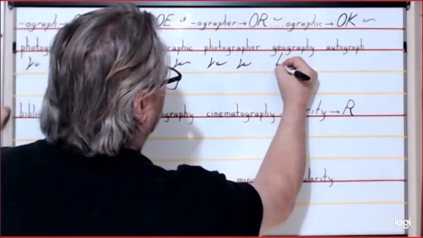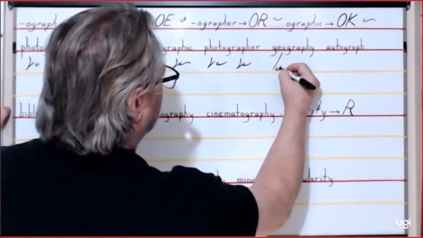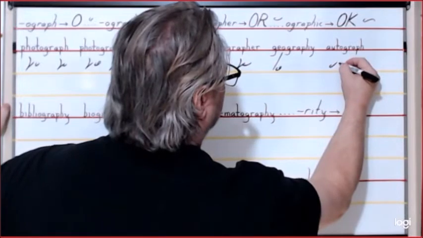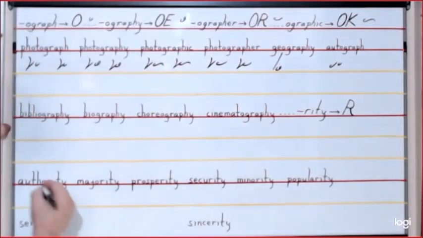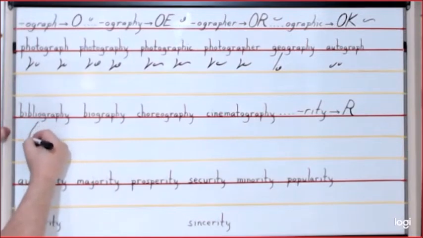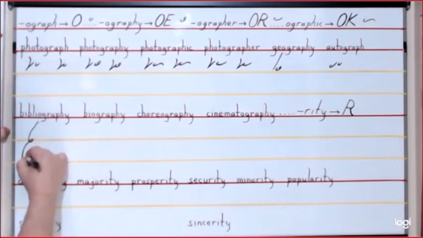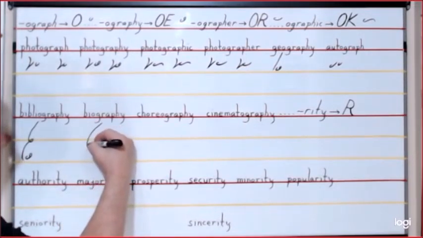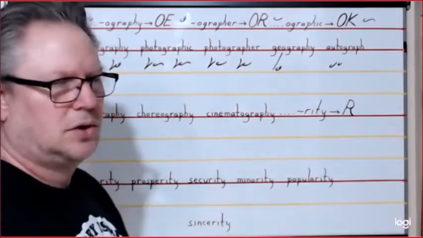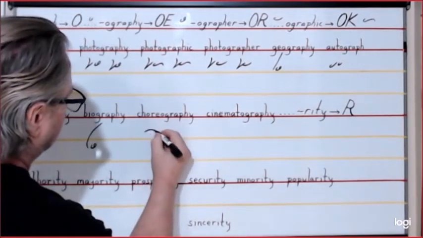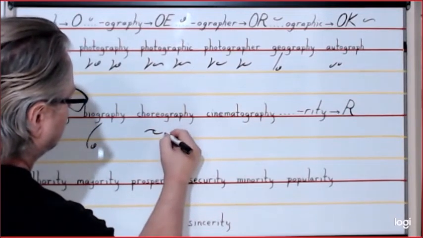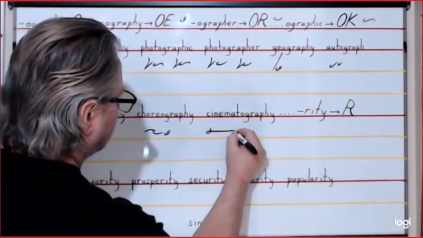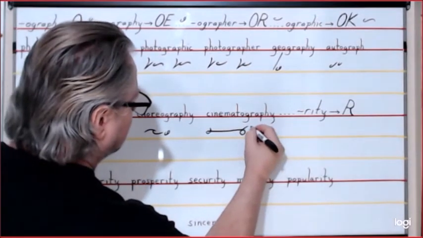Geography is a J and then an O-E. Autograph is an O-T and then disjoined O. Bibliography is a B-E-B and then an O-E disjoined. Biography is a B disjoined O-E. Choreography is a K-O-R and then a disjoined O-E. Cinematography is an S-E and the end stroke, A-T, and then disjoined O-E.